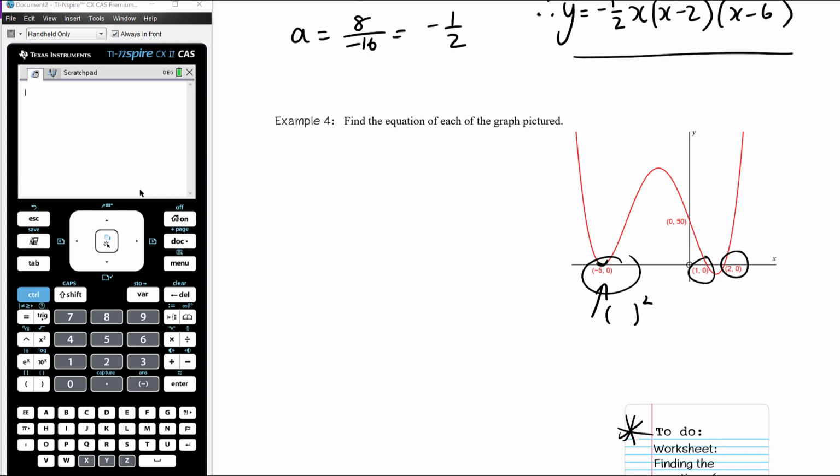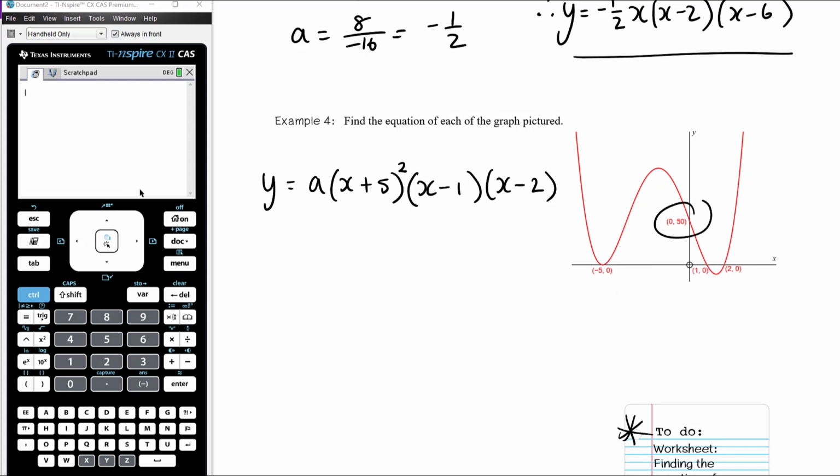Okay, so in terms of listing out our x-intercepts, we've got an x-intercept at negative 5, which means we'll have a factor of x plus 5, and because it's a turning point at that point, it'll be (x plus 5) squared. There's an x-intercept at 1, which means there'll be a factor of x minus 1, and there's an x-intercept at 2, which means there'll be a factor of x minus 2. Once again, we need to think about the dilation, okay? And that's where we're going to use our additional point, which in this case is a y-intercept at (0, 50), okay? So we're going to substitute the point (0, 50).